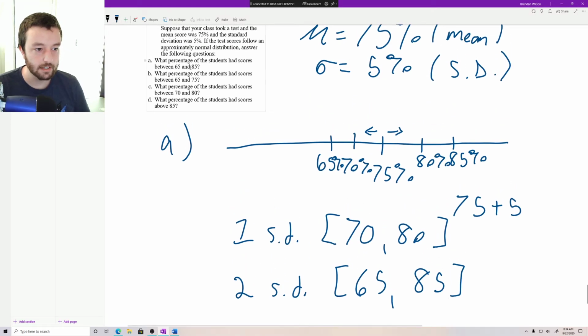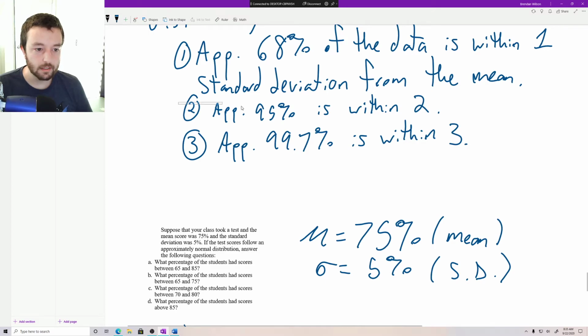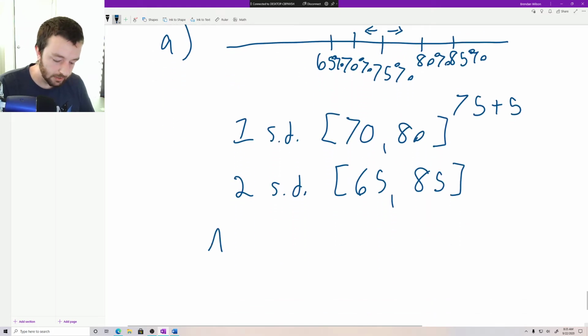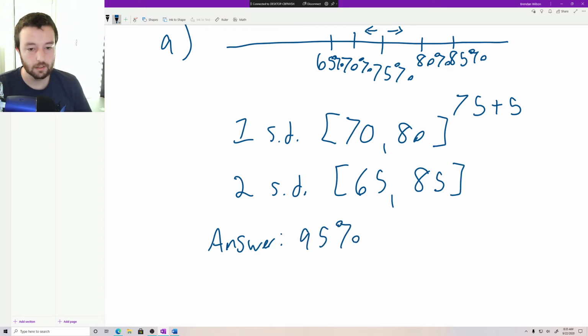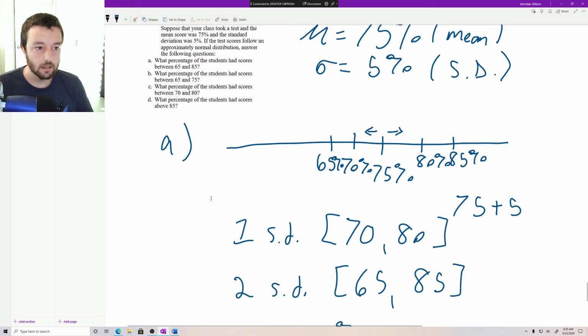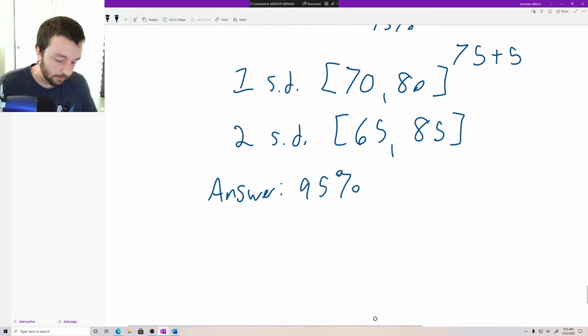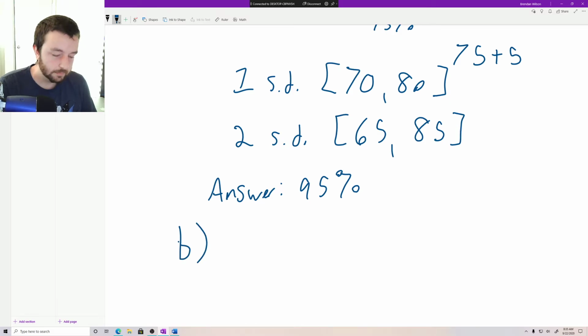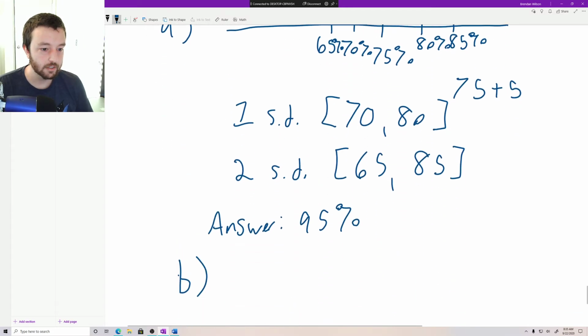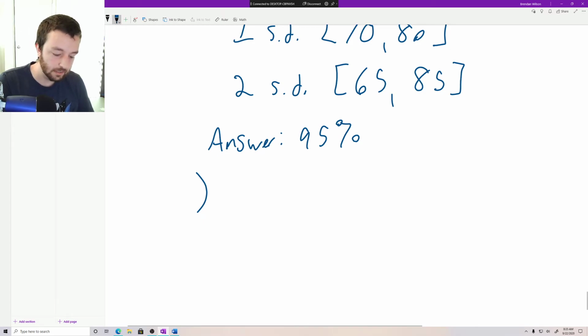Okay, and that's what this question is asking us. It's asking us what percentage of students had scores within 2 standard deviations from the mean, basically. So if we go up to the empirical rule, that's this part right here. 95% is within 2 standard deviations from the mean. So the answer for A is 95%. Okay. All right, what about B? Actually, let's skip ahead to C because we already answered C here.